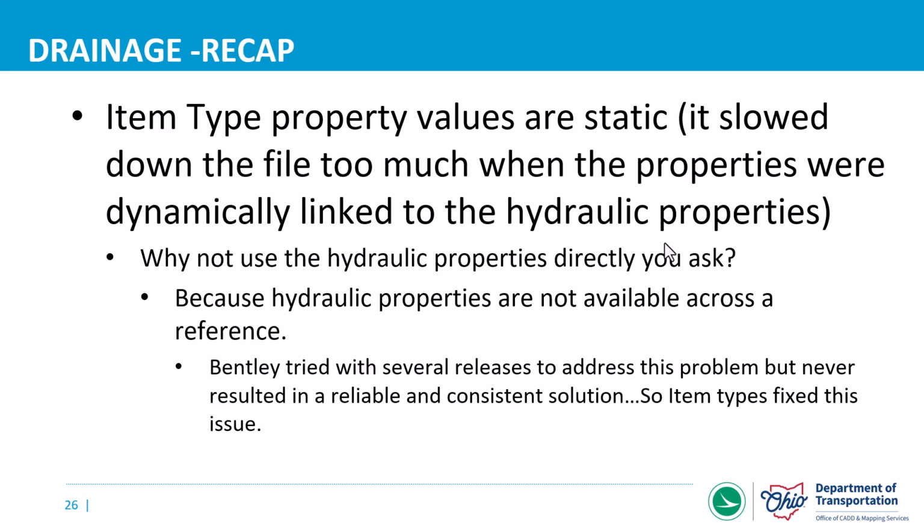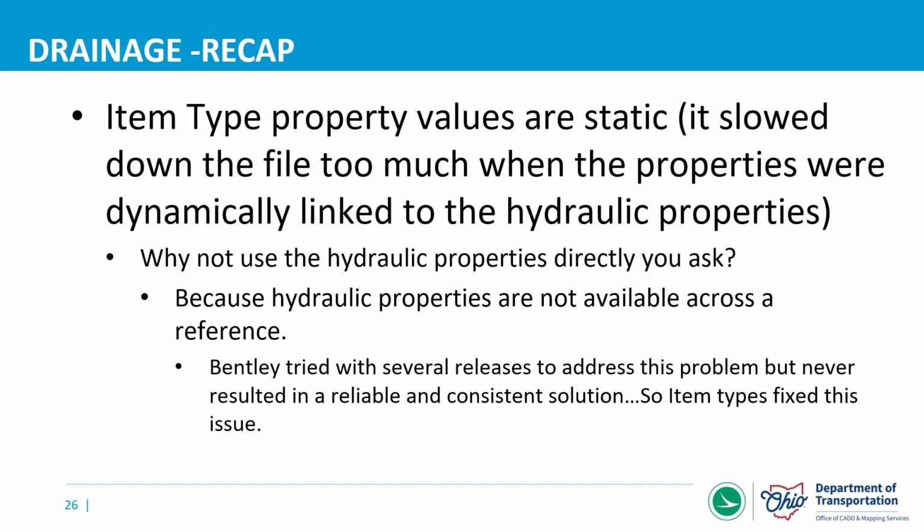So I decided not to do that, and instead I have this sync app that just goes and pulls the properties whenever you hit the button to update. That way we don't get the slowdown, but you still have the ability to read those hydraulic properties directly and not have to type in a length or anything like that. Another question you might ask yourself is, why don't we just use the hydraulic properties directly rather than the item type properties?